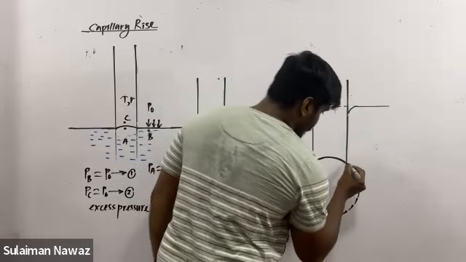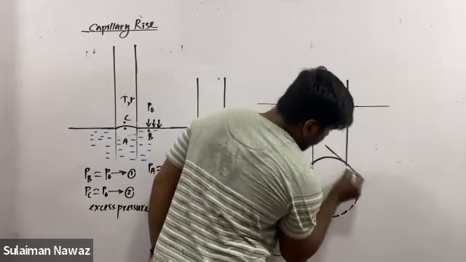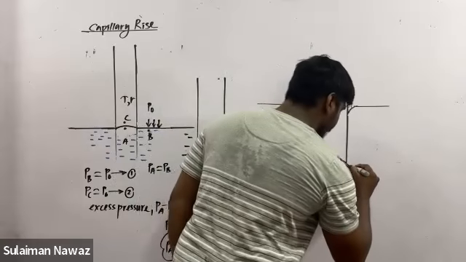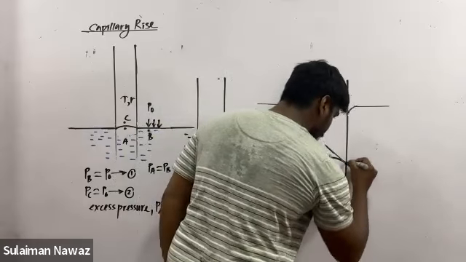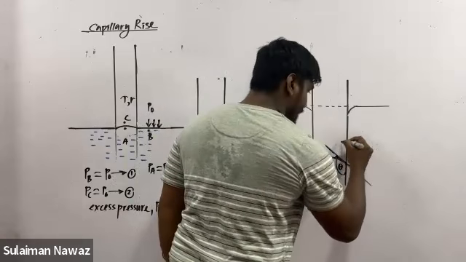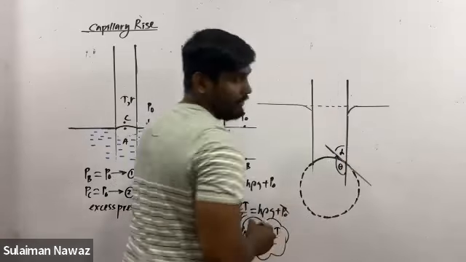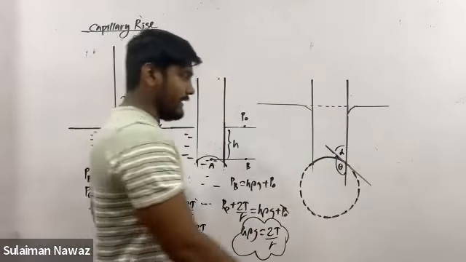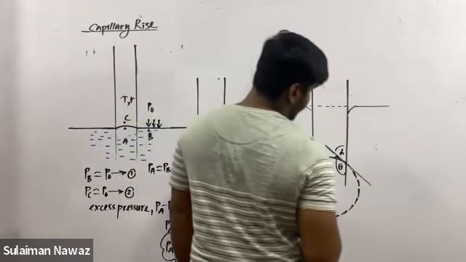Then if I draw a tangent, it's my tangent. If I measure the angle, this is my angle theta. Angle of contact is theta. I define this other angle as alpha.